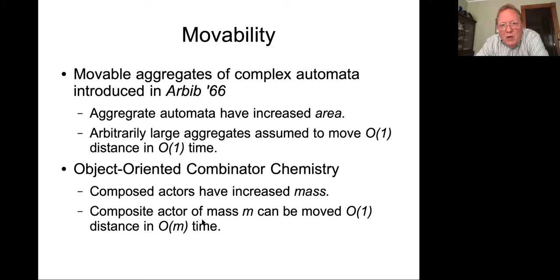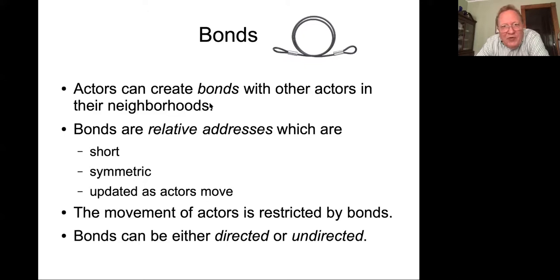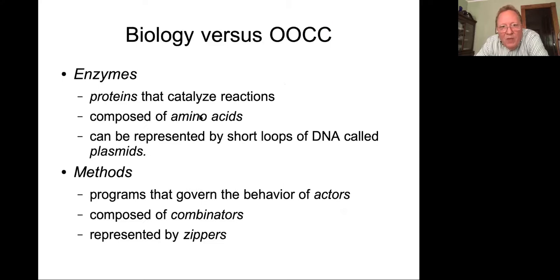Some of the features of the chemistry: there's bonding. This is important because it will help you think about it. In biology, we have enzymes, which are proteins, and they catalyze reactions. The enzymes are composed of amino acids, and the enzymes can be represented by short loops of DNA called plasmids. In Spock, instead of enzymes, we have programs that govern the behavior of actors, rules, and these rules are themselves composed of combinators.